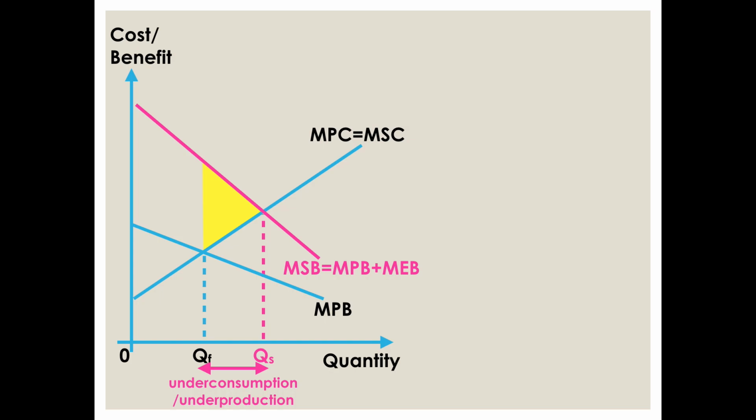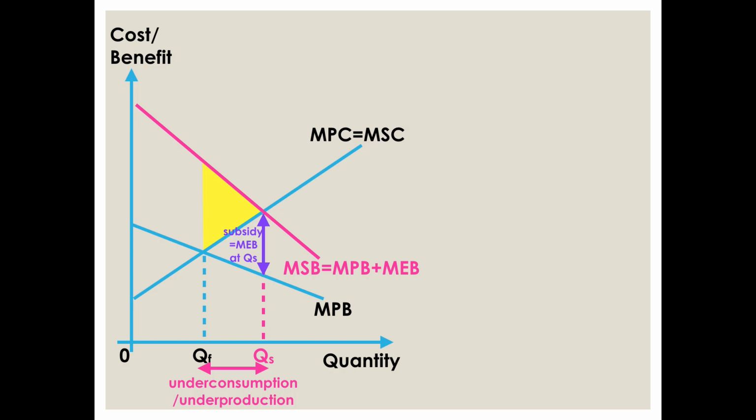So in this case, what can the government do to motivate consumers or producers to consume or produce at the correct quantity? One method is actually through a subsidy. In this case, the government can subsidize an amount that's equivalent to the marginal external benefit that's generated at QS.